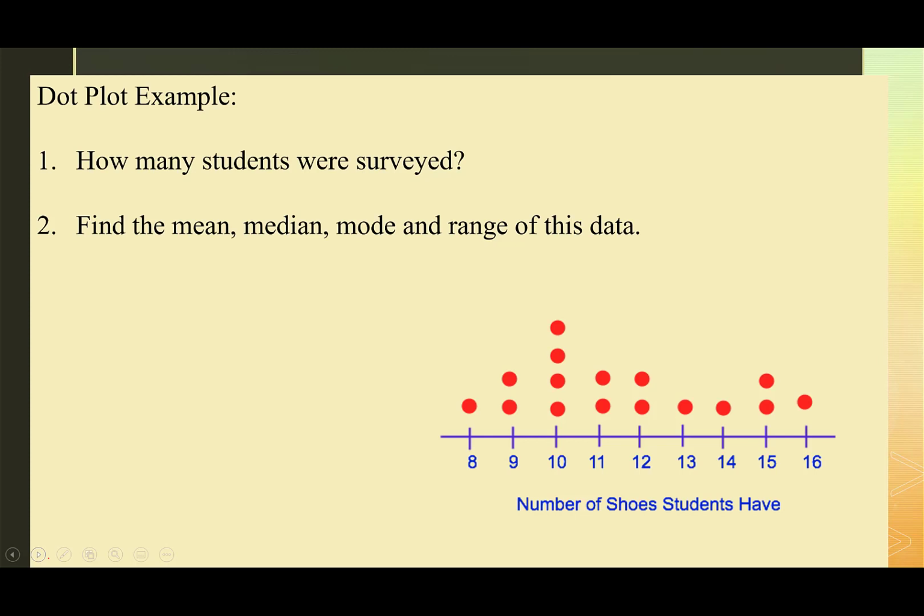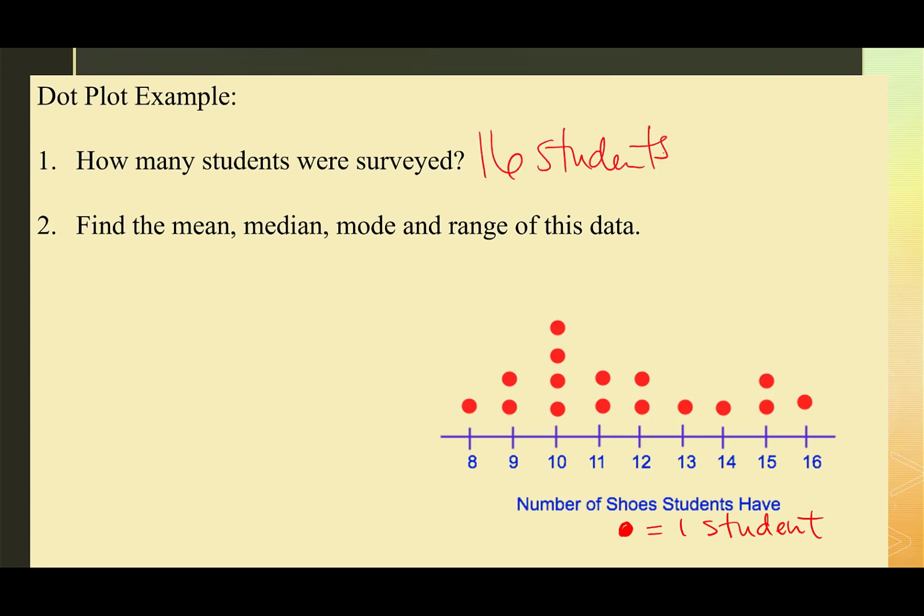Next, I want you to find the mean, median, mode, and range from a dot plot. The first thing is I want you to know that 1 red circle equals 1 student. The first question asks how many students were surveyed. Go ahead and pause the video and count the number of red dots in this example. Okay, you should have counted 16 students.